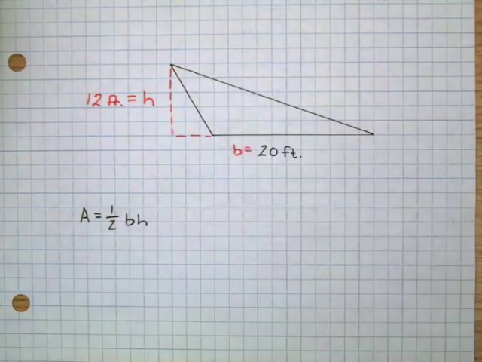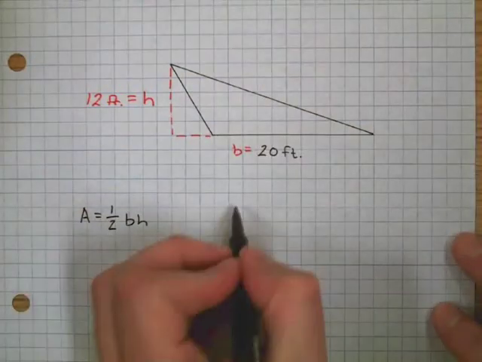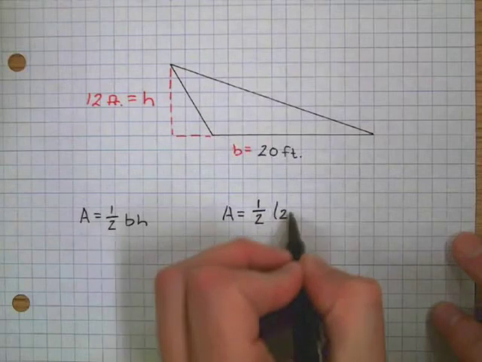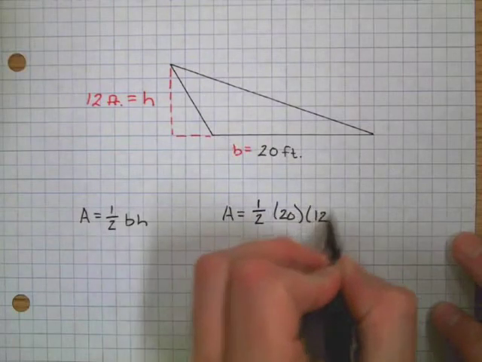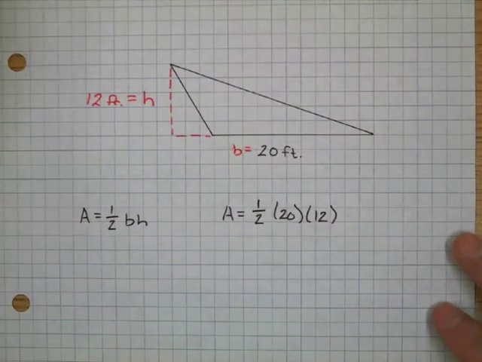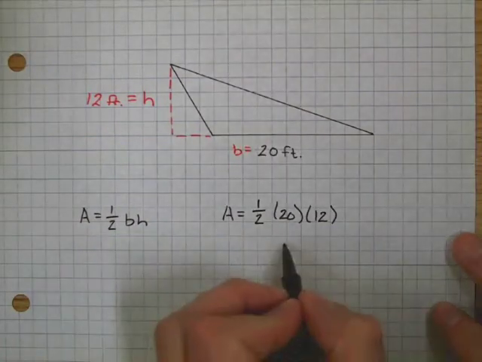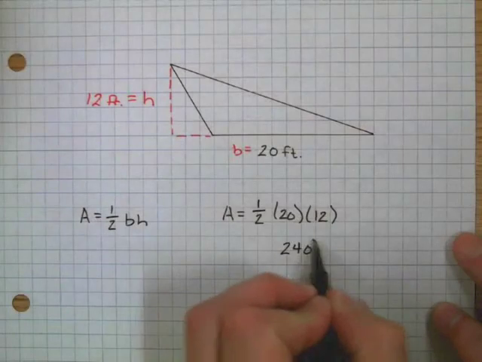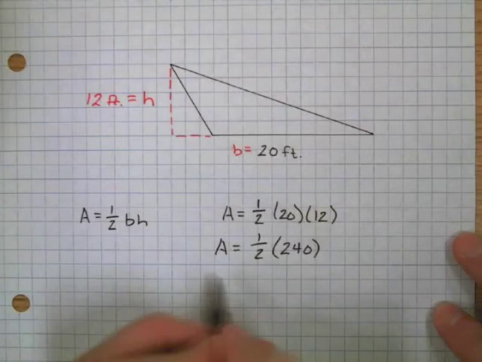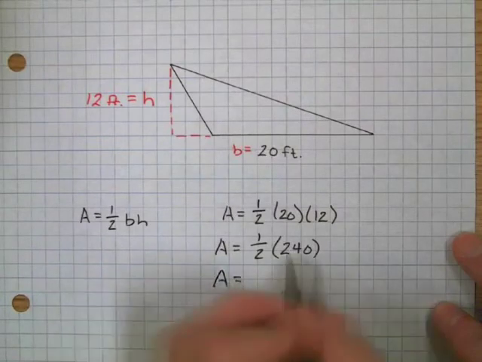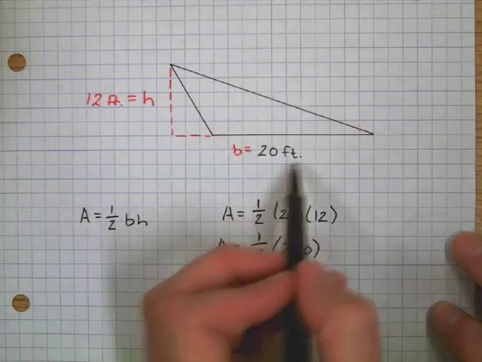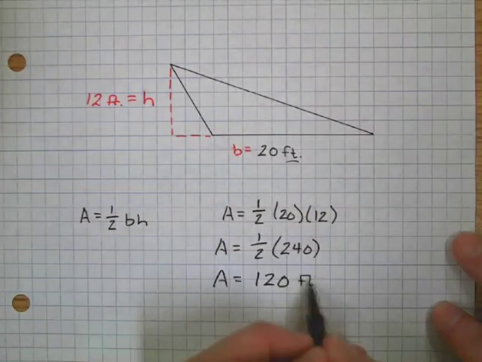So again, we have our formula, 1/2 base times height. So we're going to say A equals 1/2 the base, which is 20, times the height, which is 12. And 20 multiplied by 12 is 240. And we're taking 1/2 of that. And so 1/2 of 240 is 120. Our units are feet, so 120 square feet.